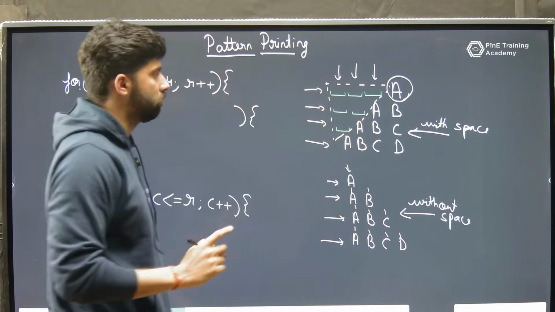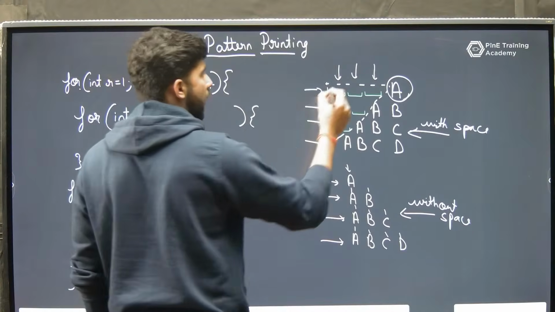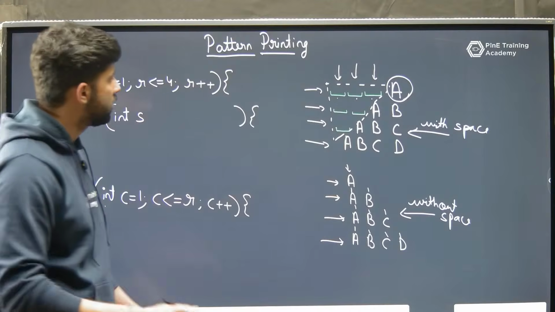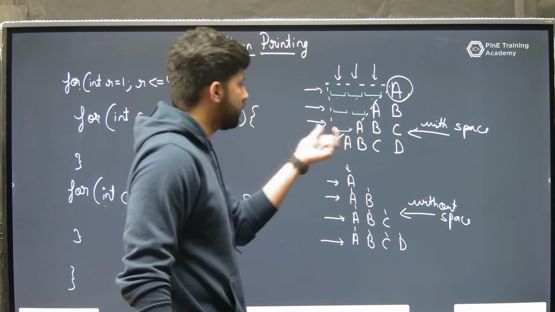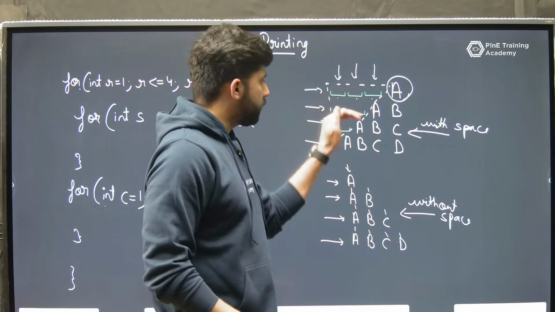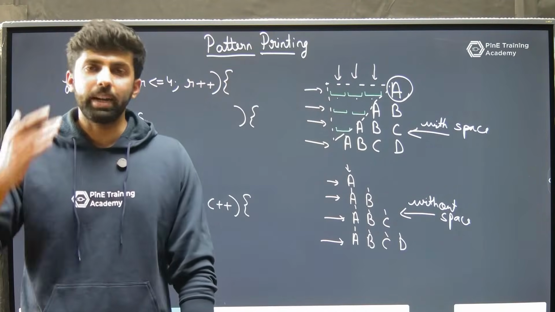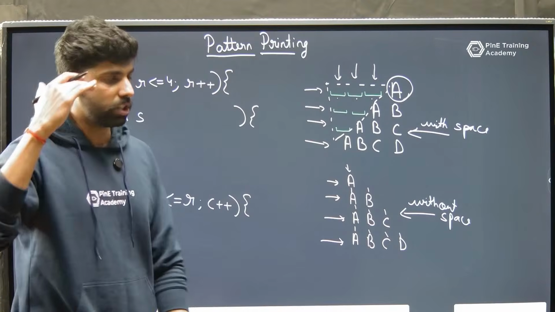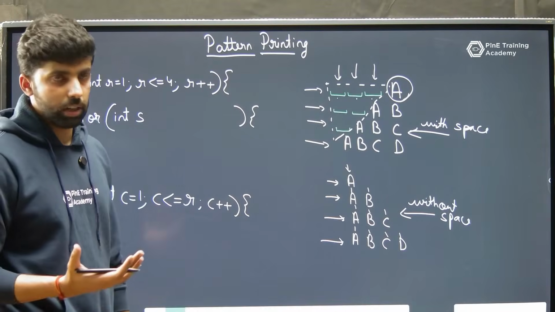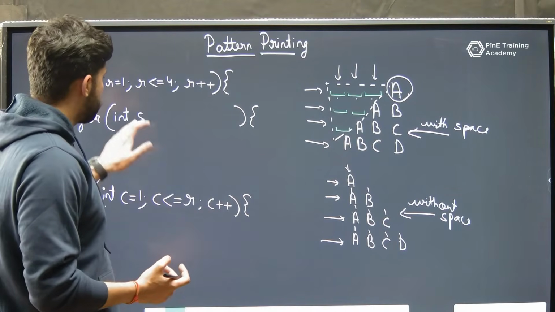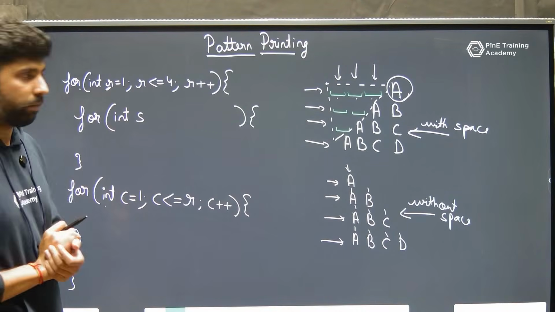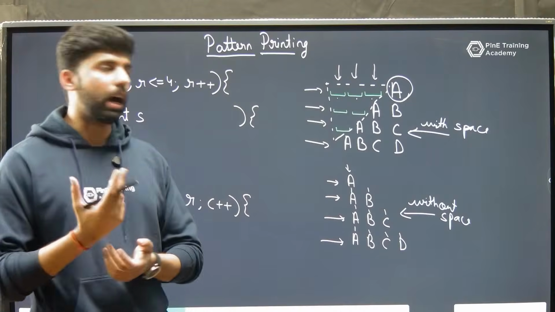Now, first row has three spaces. We have 1, 2, 3. First row has three spaces. Second row has two spaces, and third row has one space. Which means the number of spaces are changing with respect to the number of rows. As we are changing the number of rows, the space is also getting changed. So my space should also be dependent on my row variable, which is r. But how?